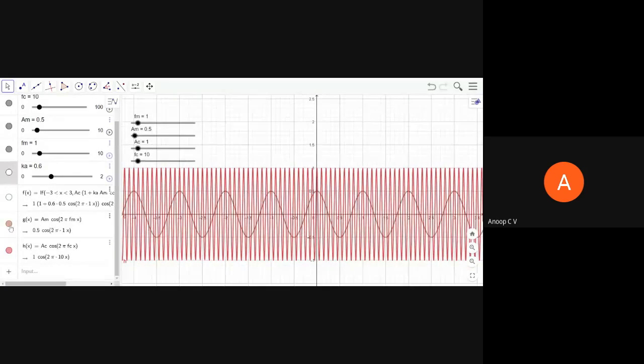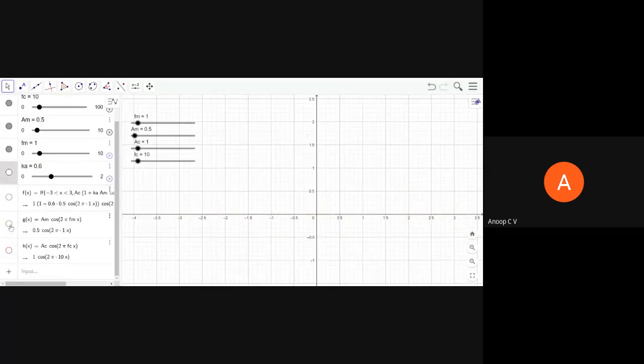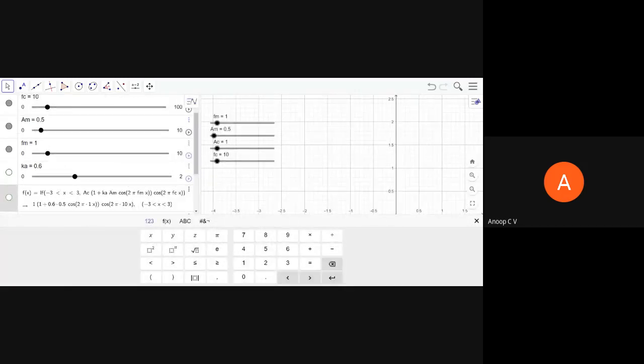So now, can anyone unmute and tell me what is the time domain expression for standard AM? Can anyone unmute and tell me, please? AC into 1 plus K of M of T into cos 2 pi FCT. Yes, excellent. So I have written it here, AC into 1 plus Ka into, instead of M of T, I have written AM cos 2 pi FMX. That is our M of T.